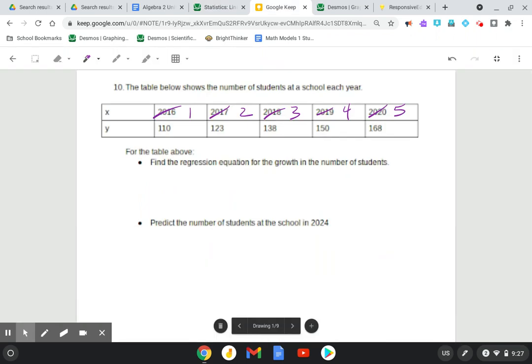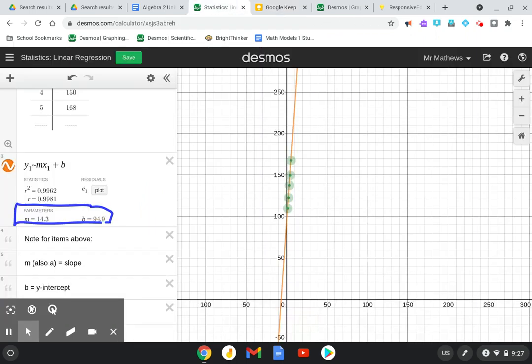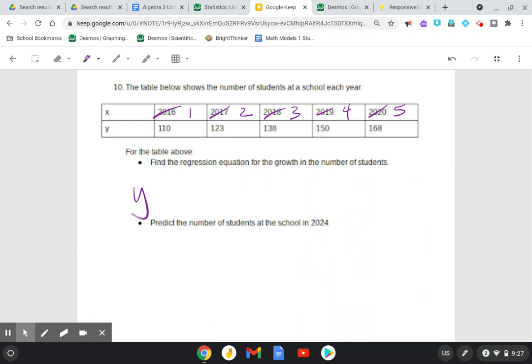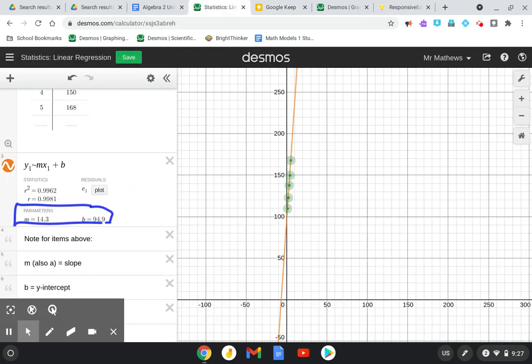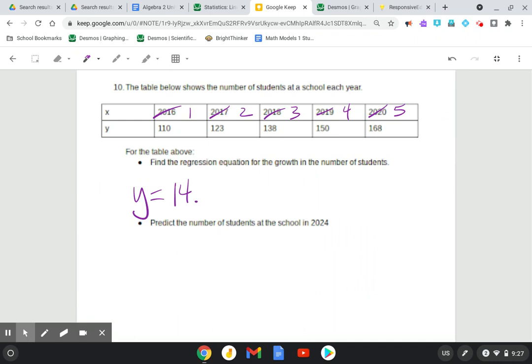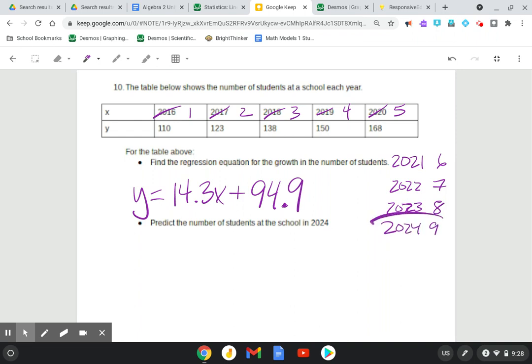So I'm going to hop over here, and we're going to write the equation that we got. So it's y equals 14.3x plus 94.9. Then they want us to know, what about 2024? Well, 2020 was 5, so 2021 would be 6, 2022 would be 7, 2023 would be 8, so 2024 would be 9. So we're going to use 9 here.